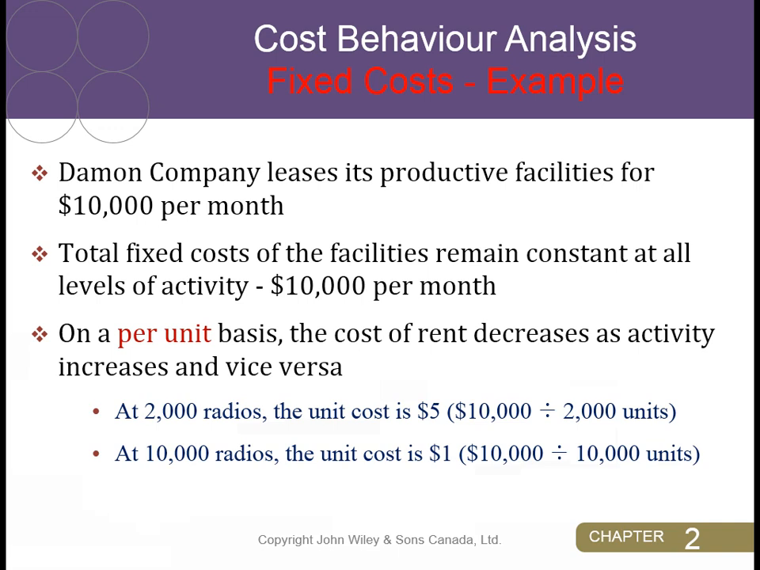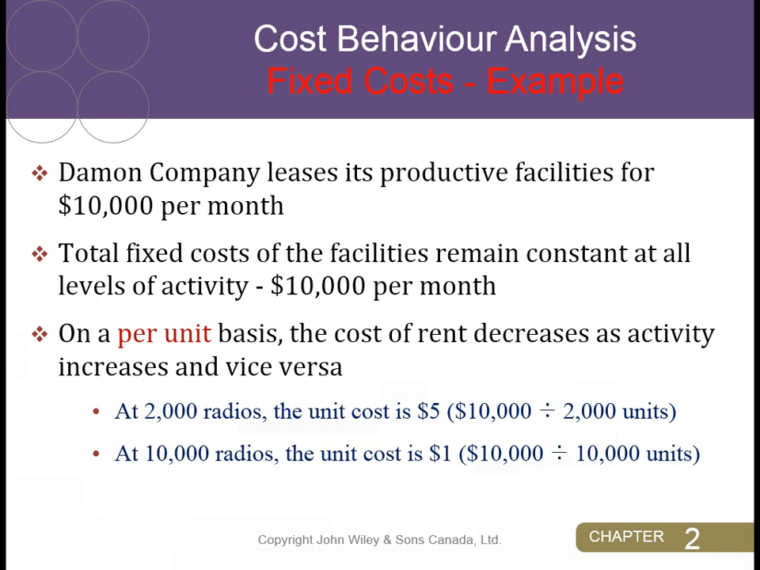So at 2,000 radios, what I get to do is take the $10,000 I'm paying per month and break it out over 2,000 radios. So 10,000 divided by 2,000 is a unit cost of $5. At 10,000 radios, however, you can see that our volume has increased by 5 times. Our fixed cost in total doesn't change though. We're still paying $10K. But what we get to do now is take that $10,000 and break it out over 10,000 radios. So the per unit cost drops to $1.